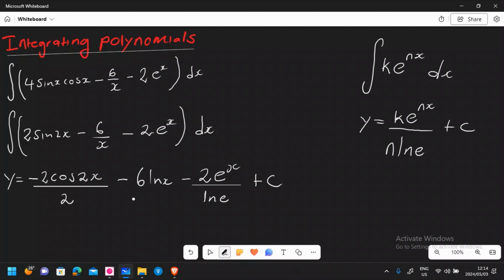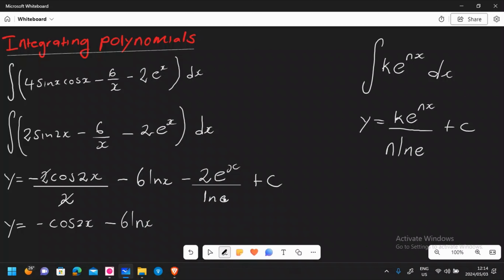All right, so since we have finished here, it's time for us to simplify and put everything into the final answer. So let's continue. Now the first term, as you can see, we have -2 divided by 2, and then we're going to be left with negative cos 2x. And then this one, there's nothing we can do here, it's fine. It's going to be -6 natural log x.